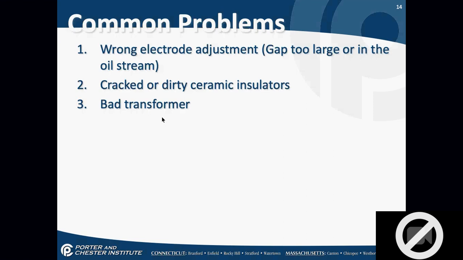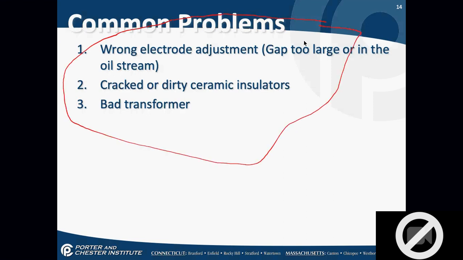And the third problem, and this is very infrequent, could be a bad transformer. I don't see a ton of bad transformers. They last forever as long as everything else is right. Okay, now, when you come up to an oil furnace that's having a problem, how would you look and see if it's the wrong adjustment? How would you diagnose that?